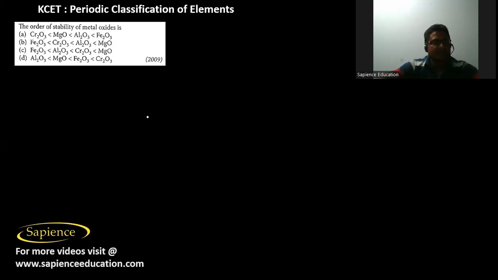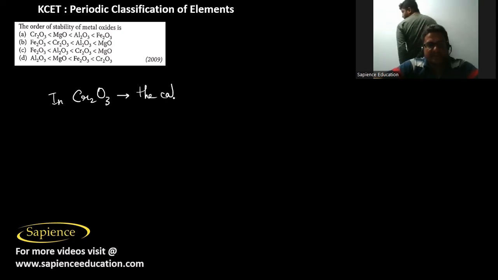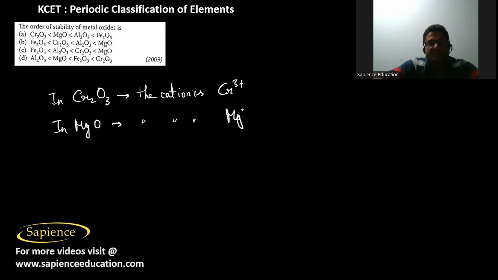Then here it is told the correct order of stability of metal oxides is. So here we have chromium oxide. In chromium oxide the cation is Cr3 plus, and in magnesium oxide the cation is Mg2 plus, and in case of aluminum oxide the cation is Al3 plus, and in iron oxide, means in ferric oxide, the cation is Fe3 plus.